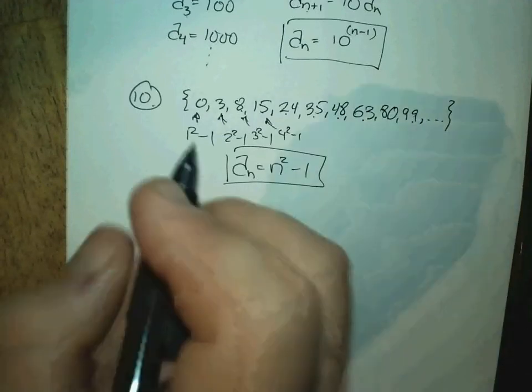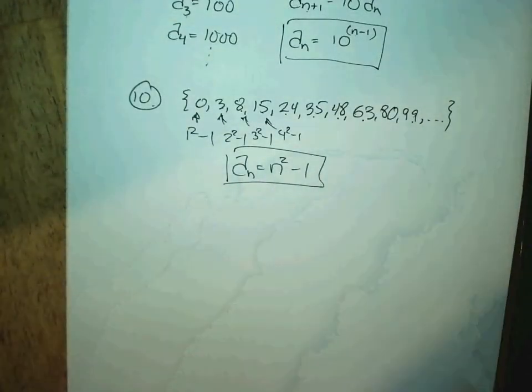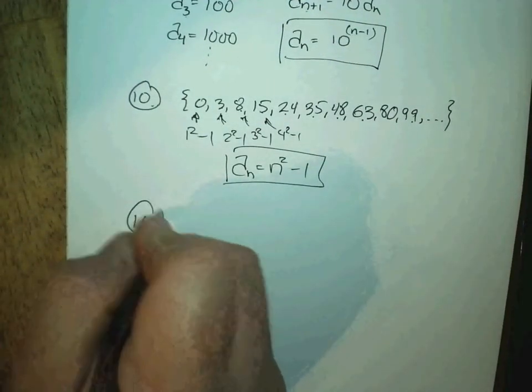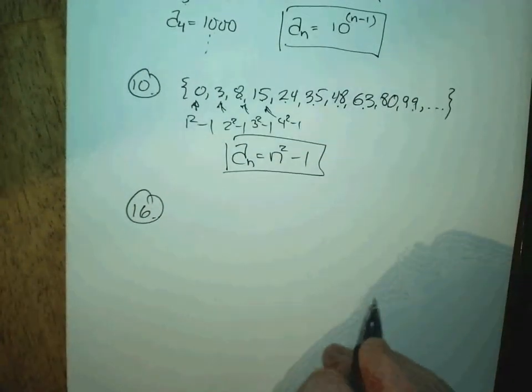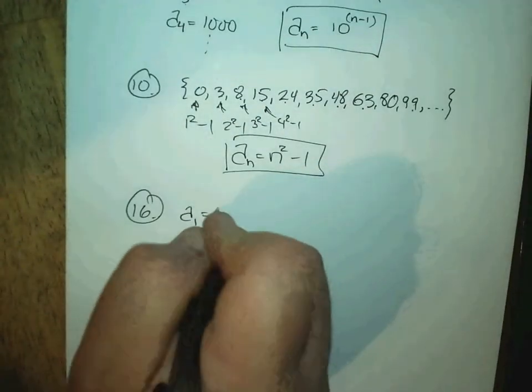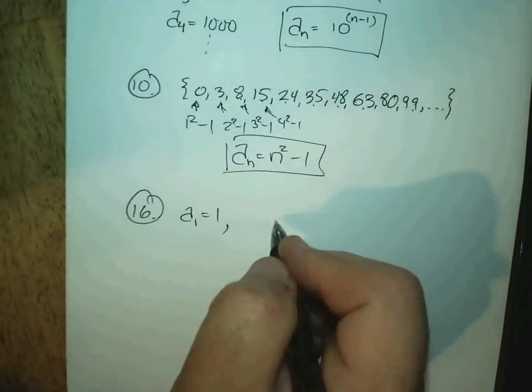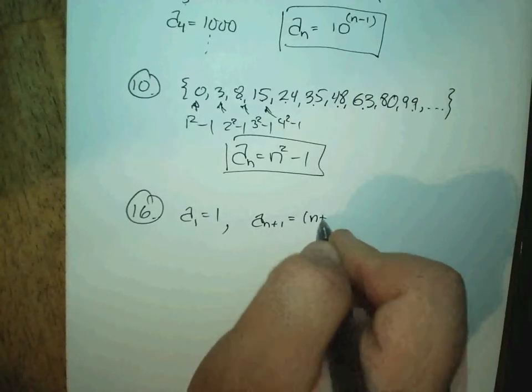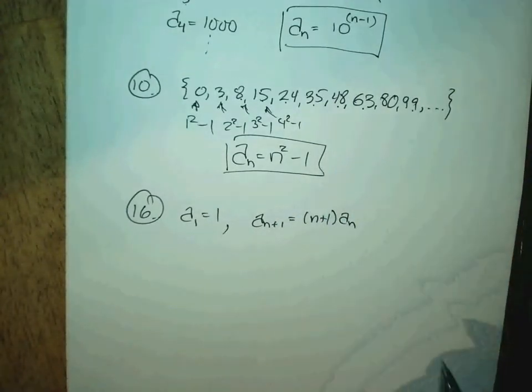Okay. All right, let's take a look at number 16. Find a function that identifies the nth term for this recursively defined sequence that you're given. In 16, the recursively defined sequence we're given is that a sub 1 is 1, and a sub n plus 1 is equal to n plus 1 times a sub n.